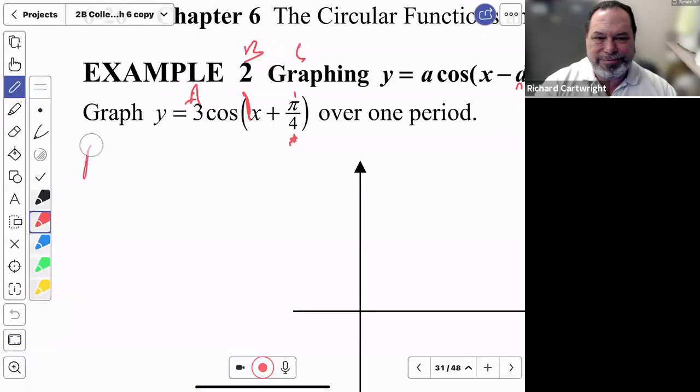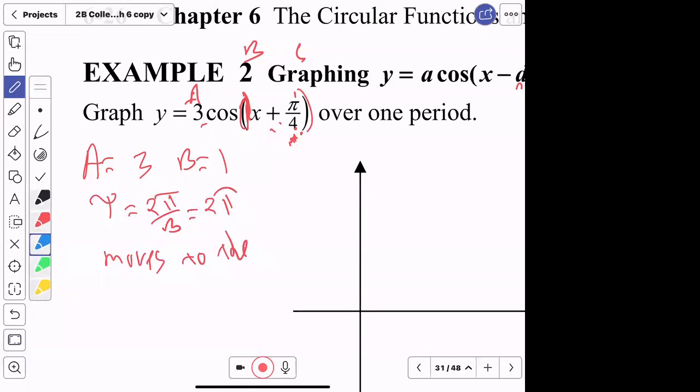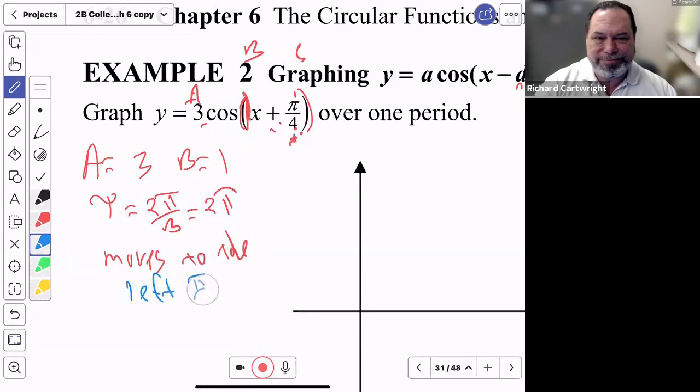let's talk about the period and the amplitude. The amplitude will be the absolute value of 3, which is 3. My B is a 1. My period would be 2 pi divided by B, which is 2 pi. Then I have this plus pi over 4, and it's inside the parentheses, and there's a 1 here. So as long as there's a 1 out front, I can just say, what does this function do? It moves to the left, pi over 4, because a plus pi over 4 means left pi over 4.